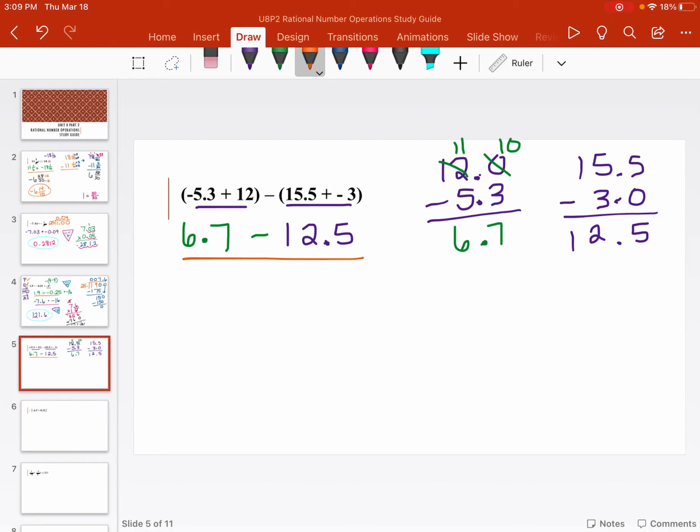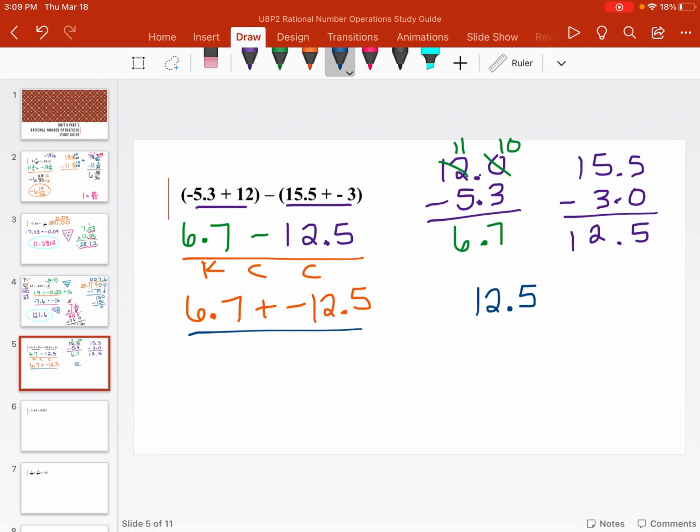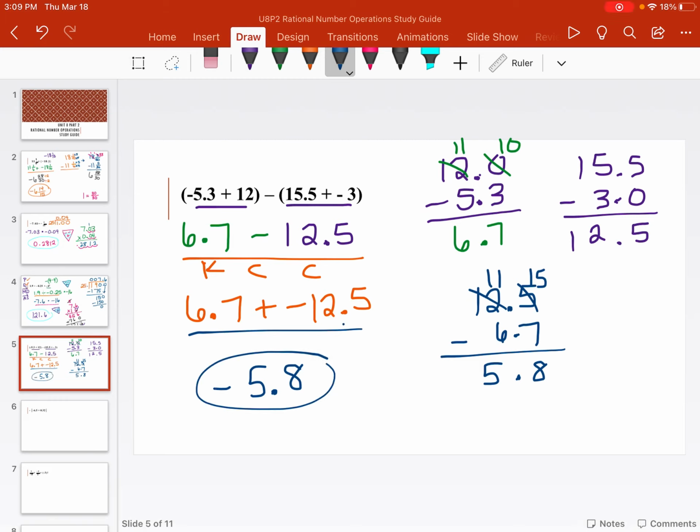Now I'm here. It's a subtraction problem, so I need to keep, change, which makes this 6.7 plus negative 12.5. So I am going to subtract those. Put the bigger one on top, 12.5 minus 6.7, and I need to borrow. So 12 turns into 11, the 5 is a 15. 15 minus 7 is 8, 11 minus 6 is 5. And the larger number this time was the negative, so negative 5.8 for my answer.